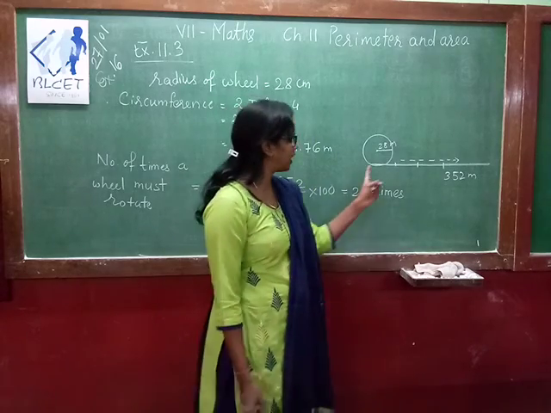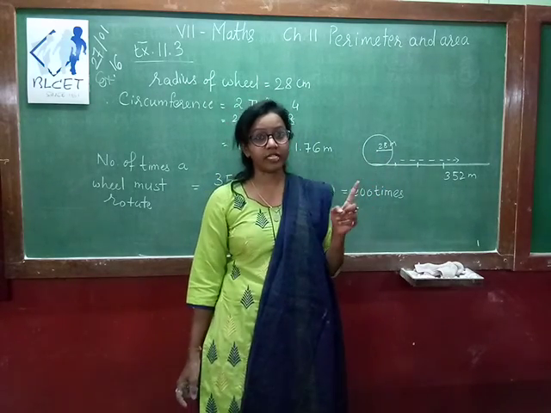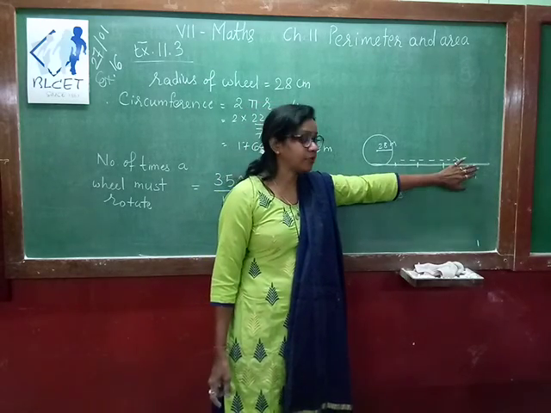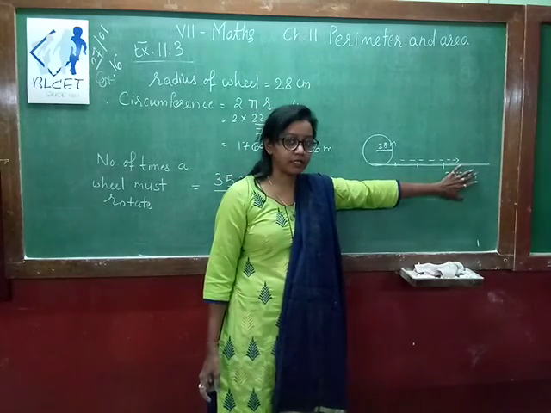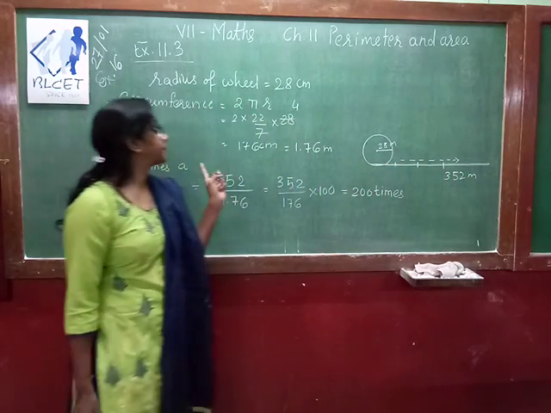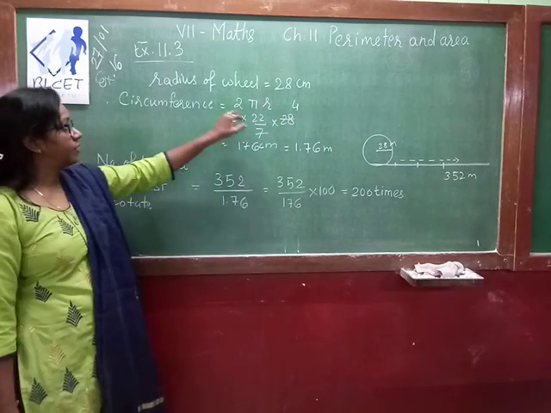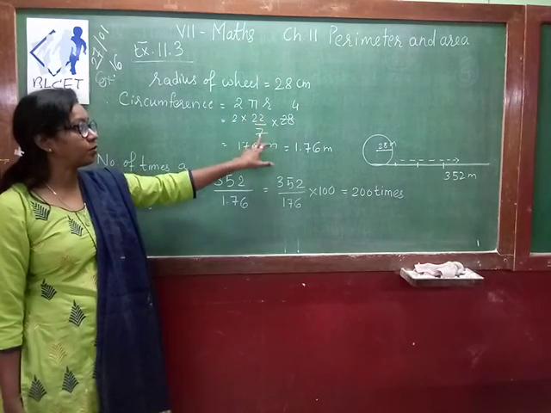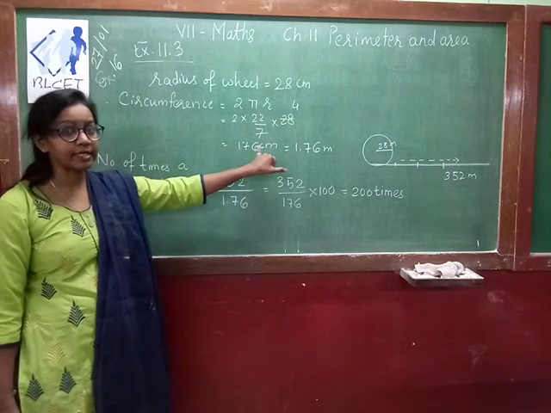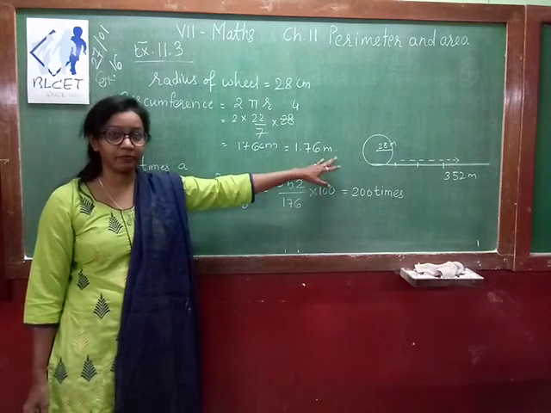So what we have to do? We have to find the circumference of this. So we are getting the circumference for one time. Okay, and the total is given, so we have to cover this much distance. So what we have to do? This much distance divided by the circumference for one time. So let's see. The radius of the wheel is 28 centimeter. Circumference is 2 pi r, that is 2 into 22 by 7 into 28. So we are getting the answer 176 centimeter. That we have to convert into meter. So it is 1.76 meter.